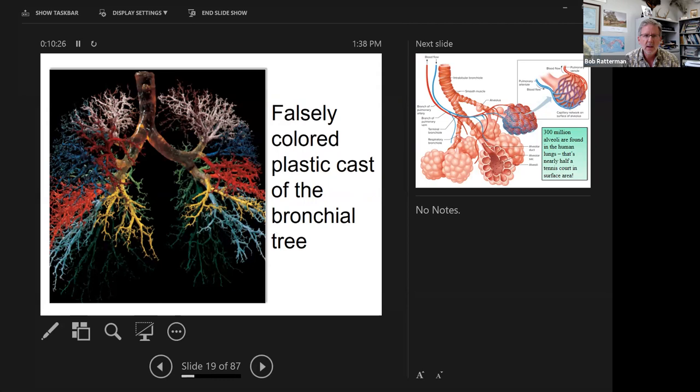Here's the carina, where we split into the left primary bronchus and the right primary bronchus, and then they subdivide into secondary and tertiary bronchi, right? Into the bronchioles eventually, tiny little bitty tubes, which terminate on those clusters of microscopic air sacs, which you can't see here because you need a microscope. And those, of course, are the alveoli. So there is air trapped in all of these little tubes, some of which are bigger than others.